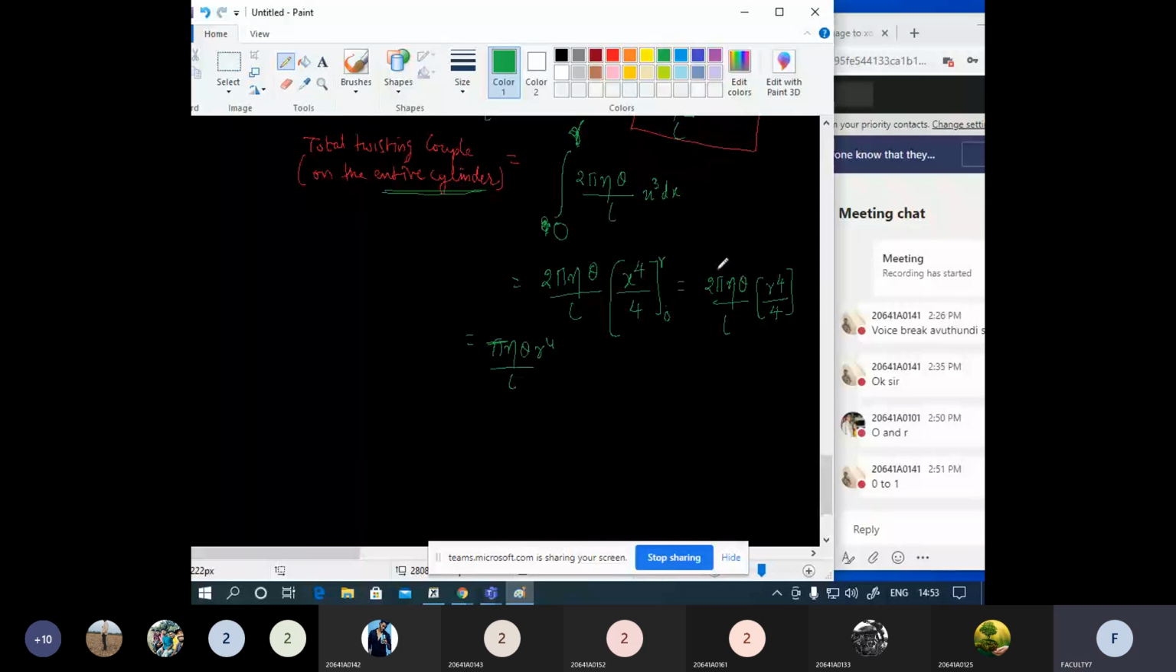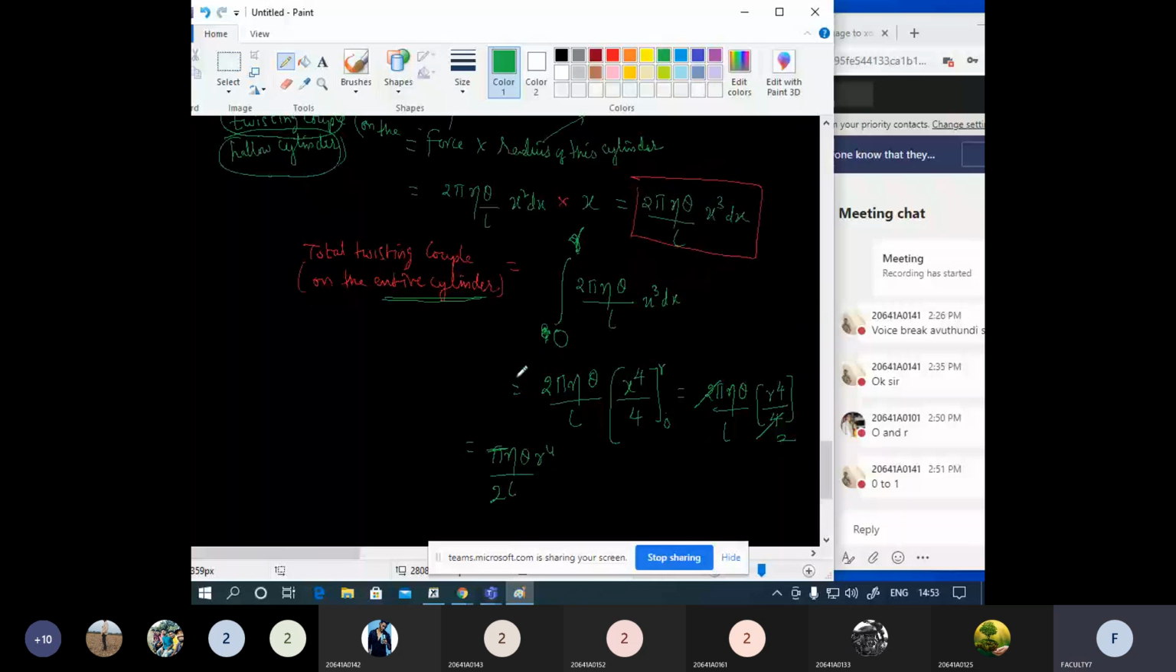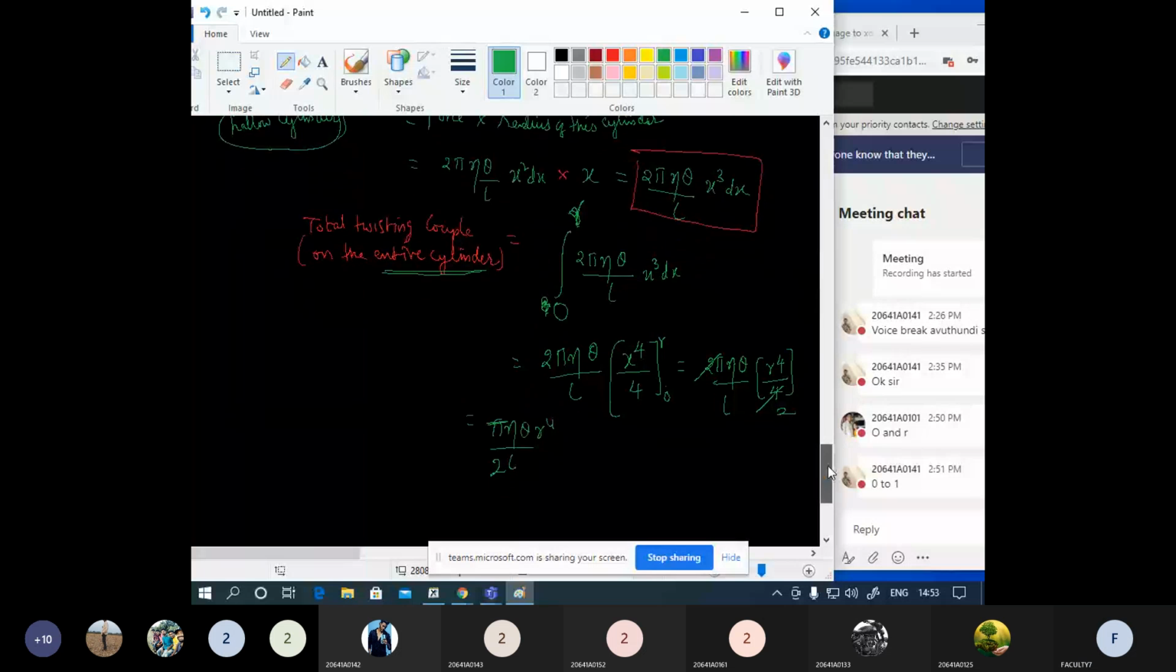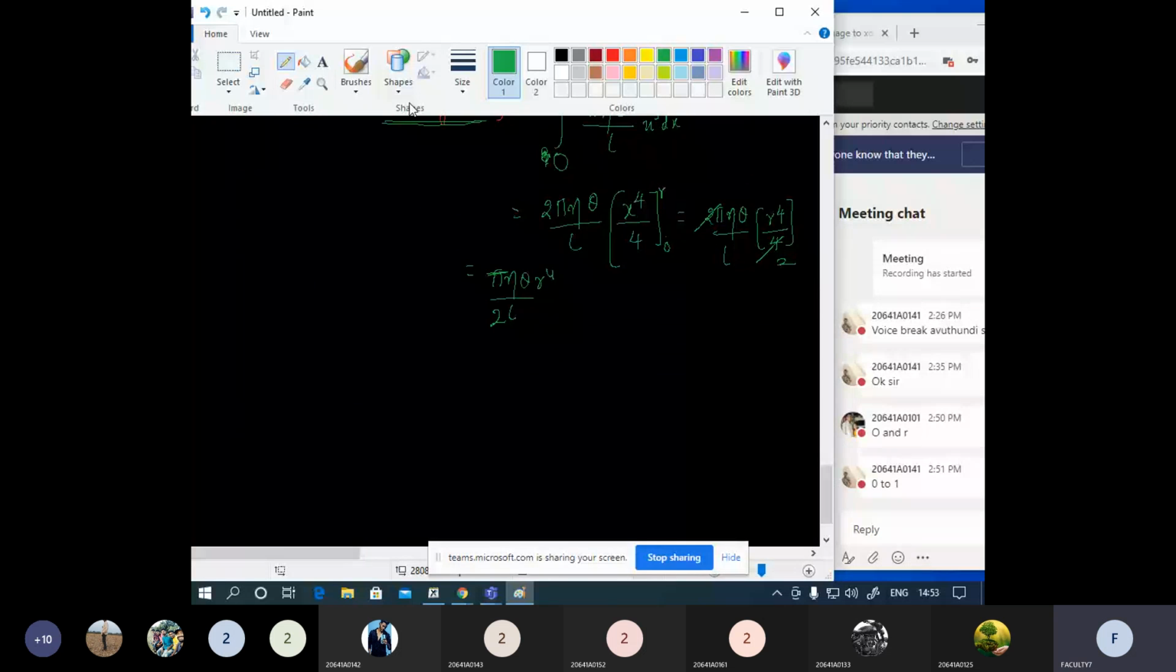But here what is there? Here this is 2 and this is 4, so you will get this as 2. So here you need to get 2 here. There will be 2. Now this is the expression for the total twist or the total couple experienced by the entire cylinder. So this is L here, small l, the length of the cylinder.